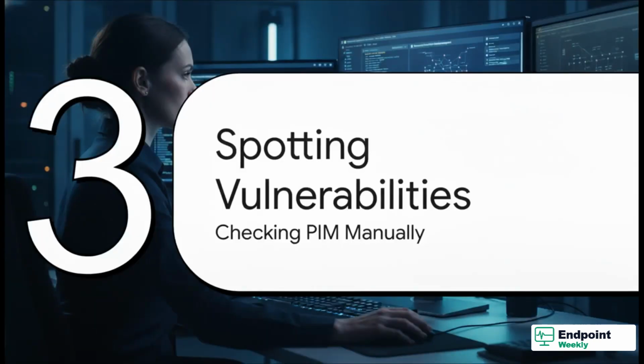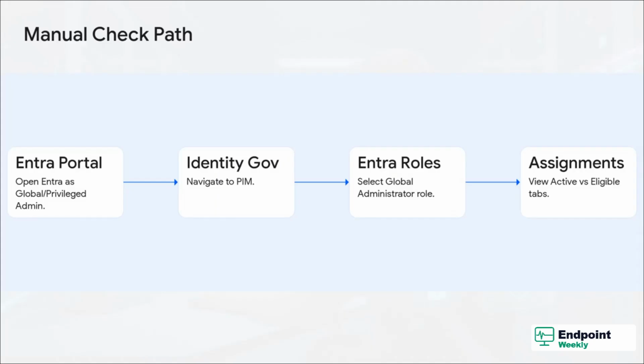Let's look at Section 3, Spotting the Vulnerability Manually. Now, before we get into automating anything, you really need to understand exactly how auditors and pen testers validate this finding manually in your environment. Here's the exact click path they're taking. First, they open the Entra Admin Center as a global or privileged role admin. Then they head over to Identity Governance and into Privileged Identity Management. From there, under Manage, they click on Microsoft Entra Roles and they pick a high-risk role, usually Global Administrator. Finally, they hit the Assignments tab.